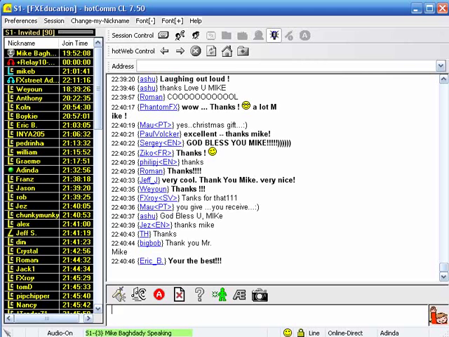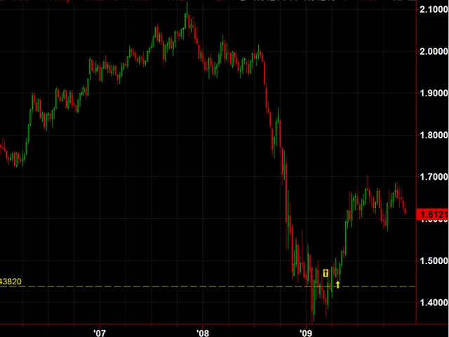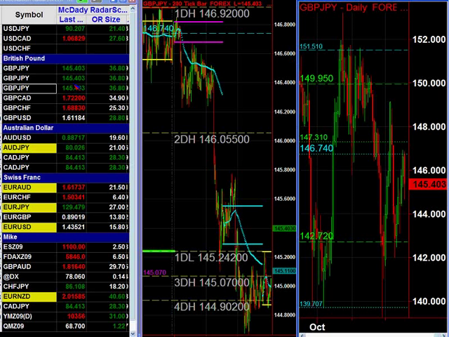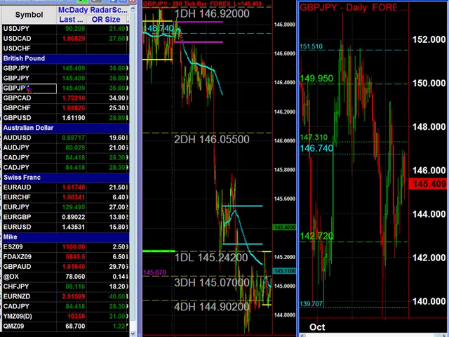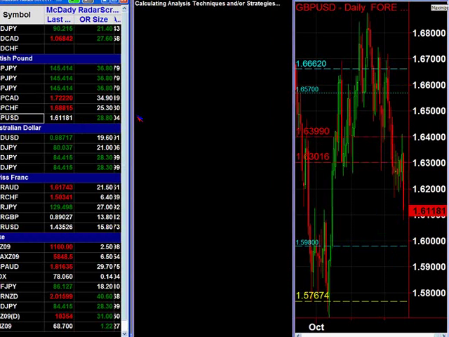So anyway, we will do that, and we will pinpoint the structure points. So anyway, let's go back now to identifying these points. Today, for example, I'm going to show you my chart on the pound dollar.